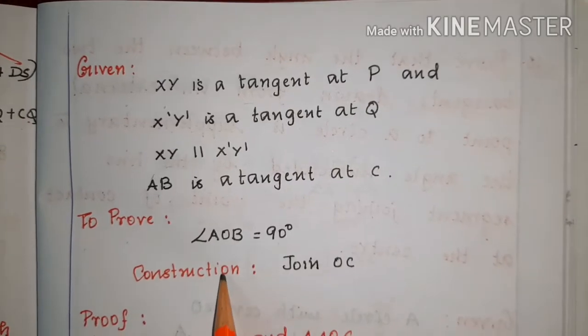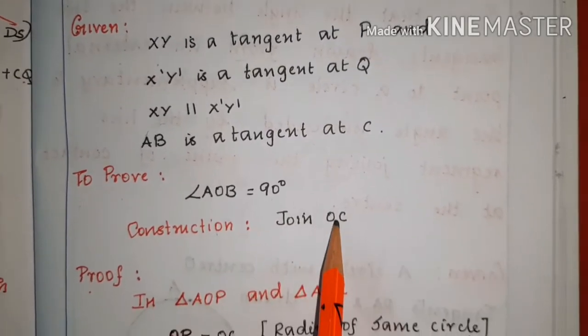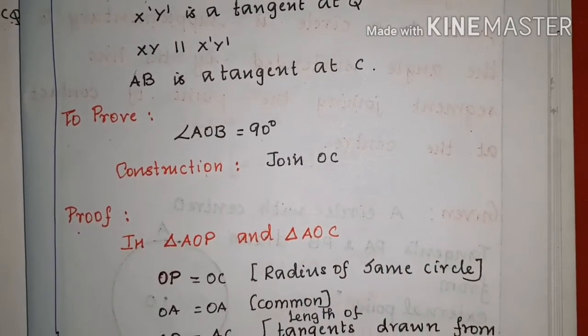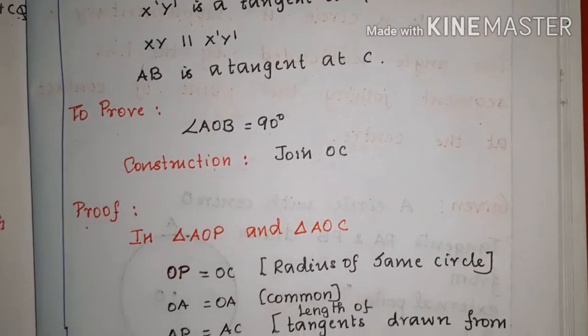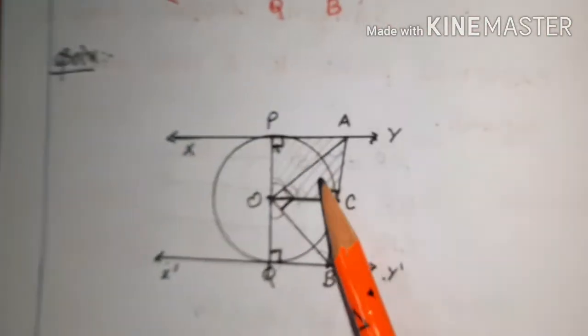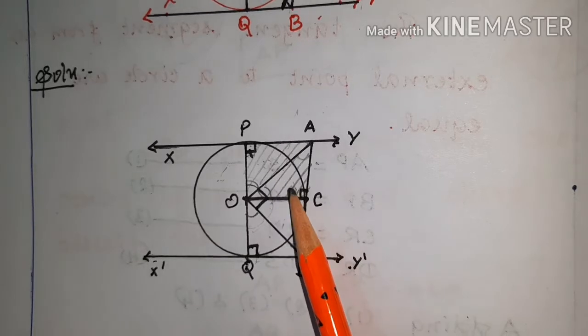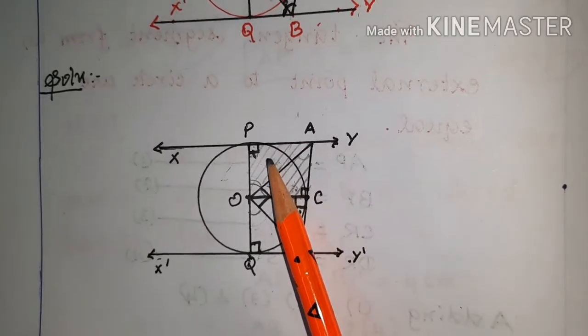Now for this construction what we have done is we have joined the line OC. Okay, that point of contact is there now. Through that when you join, you get on this side two right triangles and on the other side also two right triangles. Okay. Now let me take these two right triangles and I am going to prove they are congruent.